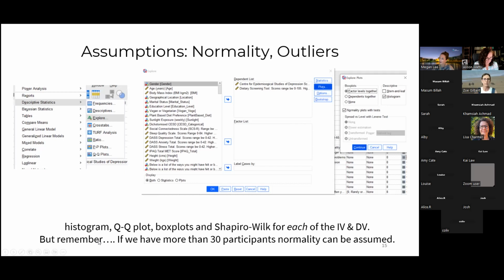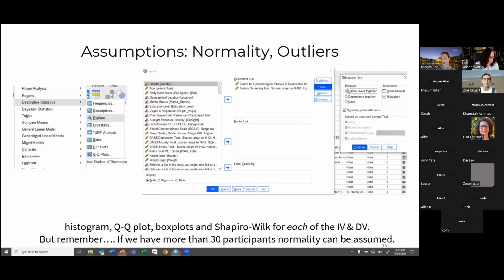But remember, and we'll talk about this, if we have more than 30 participants, normality can be assumed using the central limit theorem. So sometimes some divergence on normality is okay. And we'll get to that in a second.